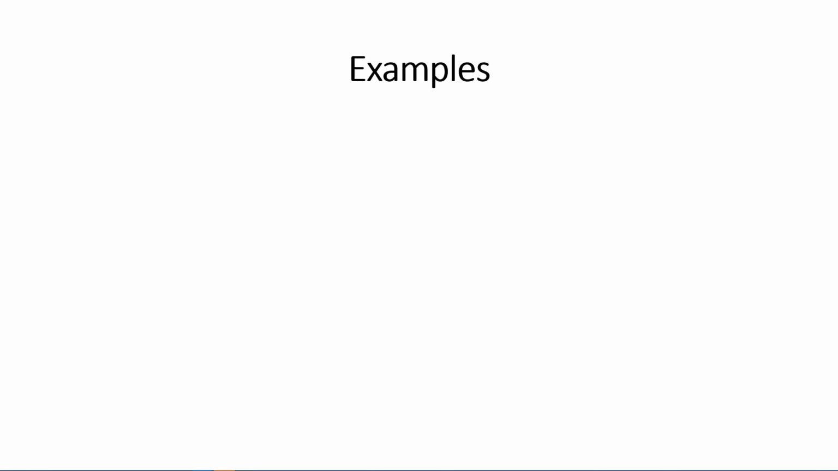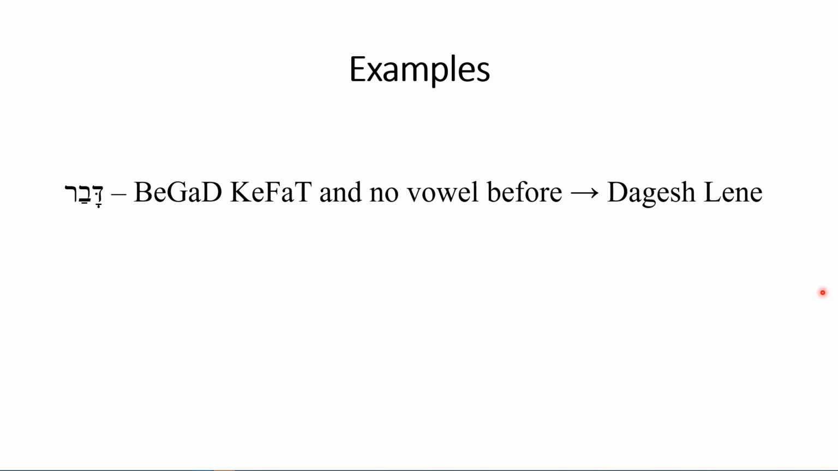So let's look at some examples. First example is davar. Now notice that it does begin with a Begad Kafat letter, and there's no vowel before it because it's the beginning of a word. And so we have the Begad Kafat and no vowel, so this means we have a Dagesh Lani. Really, anytime we see a Dagesh at the beginning of a word, it's going to be a Dagesh Lani. You will never see a Dagesh forte at the beginning of a word. So at the beginning of a word, you see a Dagesh, you can take it to the bank, it will be a Begad Kafat letter, and it will be a Dagesh Lani. But there's no vowel before it, and it's a Begad Kafat letter.